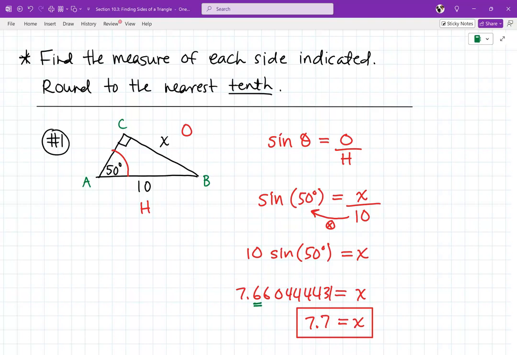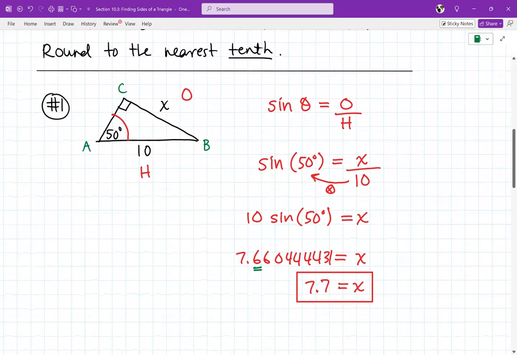If when you did this, your answer did not come out to 7.6604444431, and you got some other number, that means you might be in radian mode or gradients. If that's the case, then just let me know and we can fix it. Okay, but everybody was good? So this is why you need the calculators, just for your calculation at the end. You don't really need it to do too much more than that.